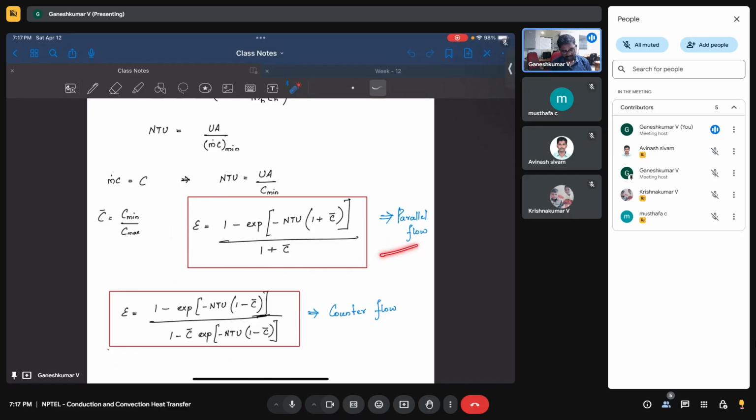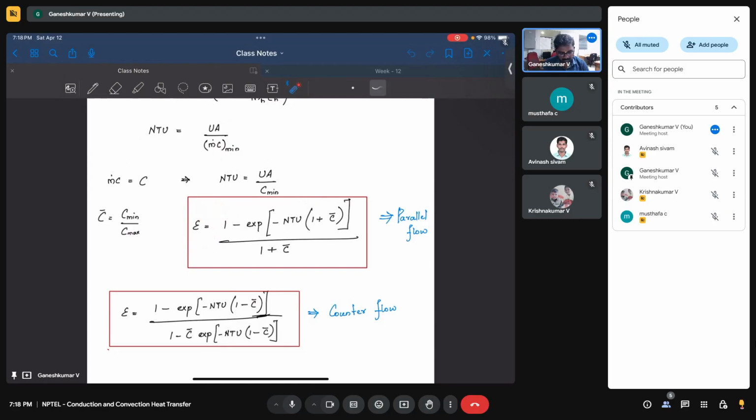And for parallel flow and counterflow, or you can derive it anytime. So if you know how to derive it, you will be able to solve it for a given problem. Let's say for a given heat exchanger, we know the area, we know the overall heat transfer coefficient. We also know m dot C min. So basically NTU you will find. Once you find NTU, you substitute it here, C's are known, you will find effectiveness.